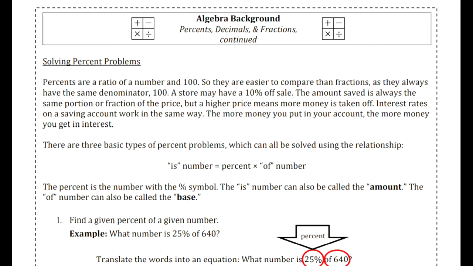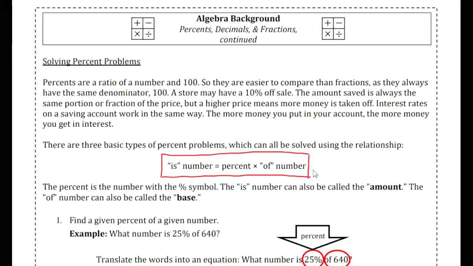In this video, we discuss how to solve percent problems. There are three basic percent problems. They can all be solved using this relationship expressed in this equation: is number equals percent times of number.